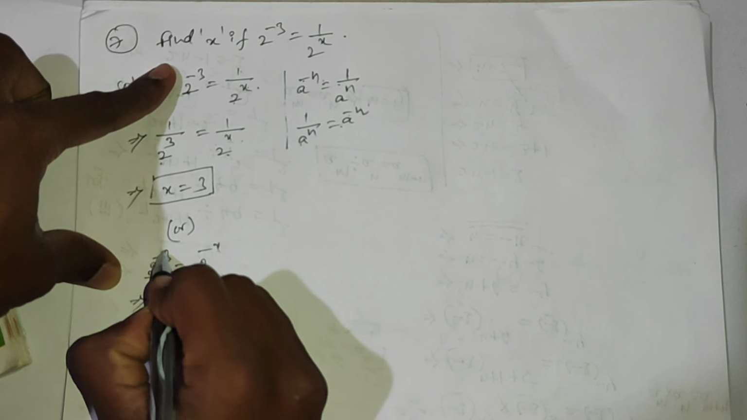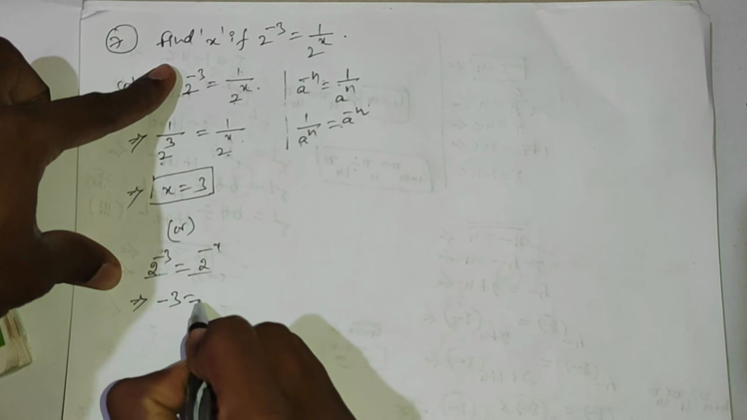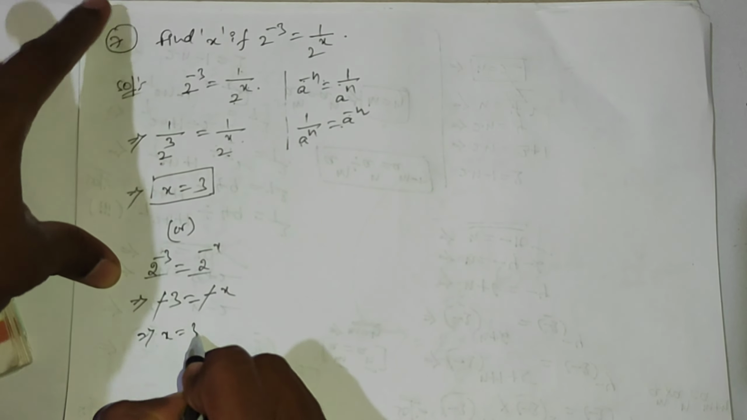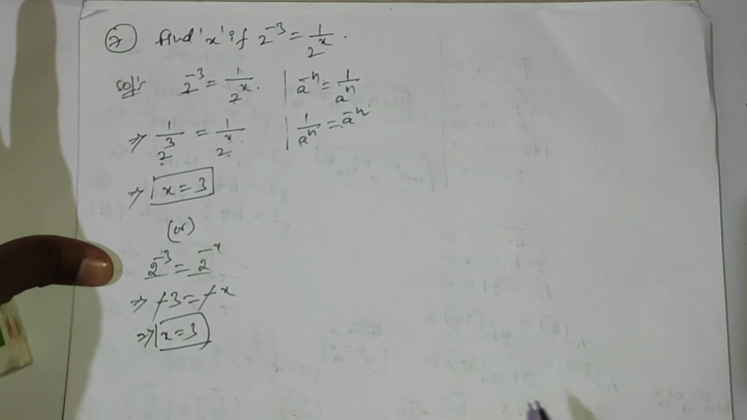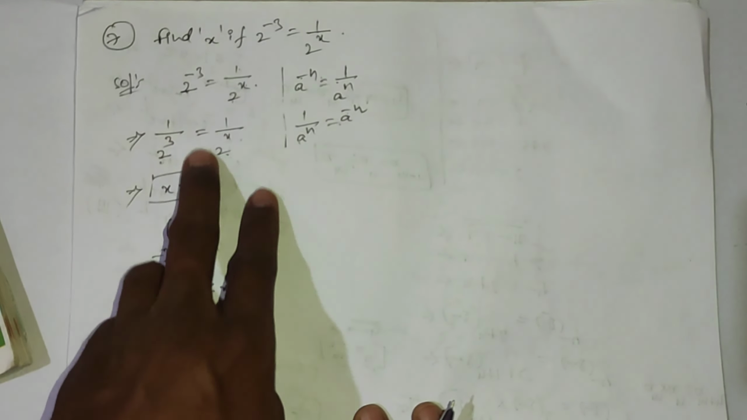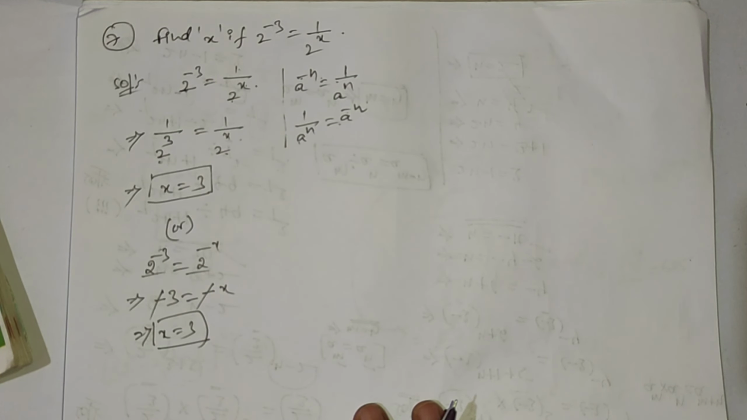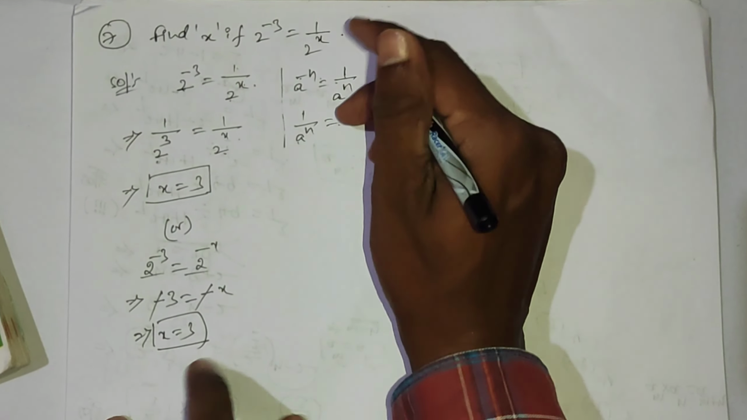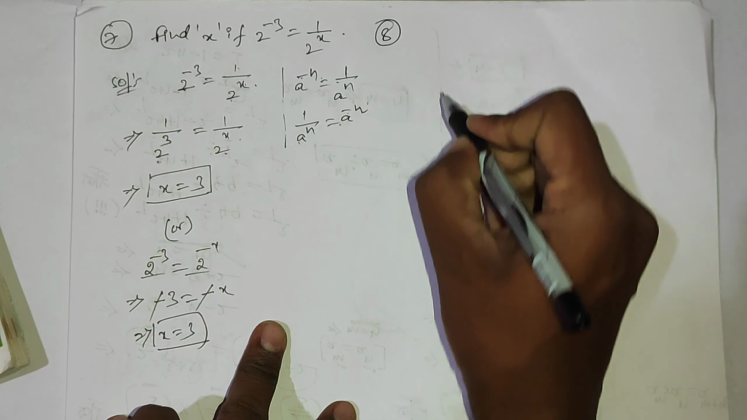Then the bases are equal, so we have to equate these two. Then minus 3 is equal to minus x. Minus minus will be cancelled. Then x equals 3. You will get the same answer. In both methods you will get the same answer here. Right. This is about question number 7. Next, question number 8.